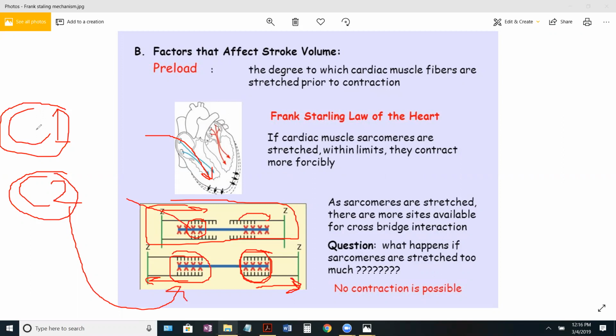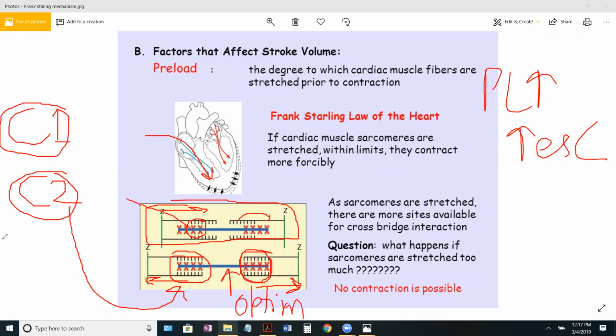What is that? The Frank Starling mechanism says that preload increases the contractility, but up to a certain limit. And what is that limit? Remember, the stretch on the muscle fiber brings the total length in such a way that the interaction between the actin and myosin is 100% complete. That length of the muscle fiber is called the optimal length of the myocyte.